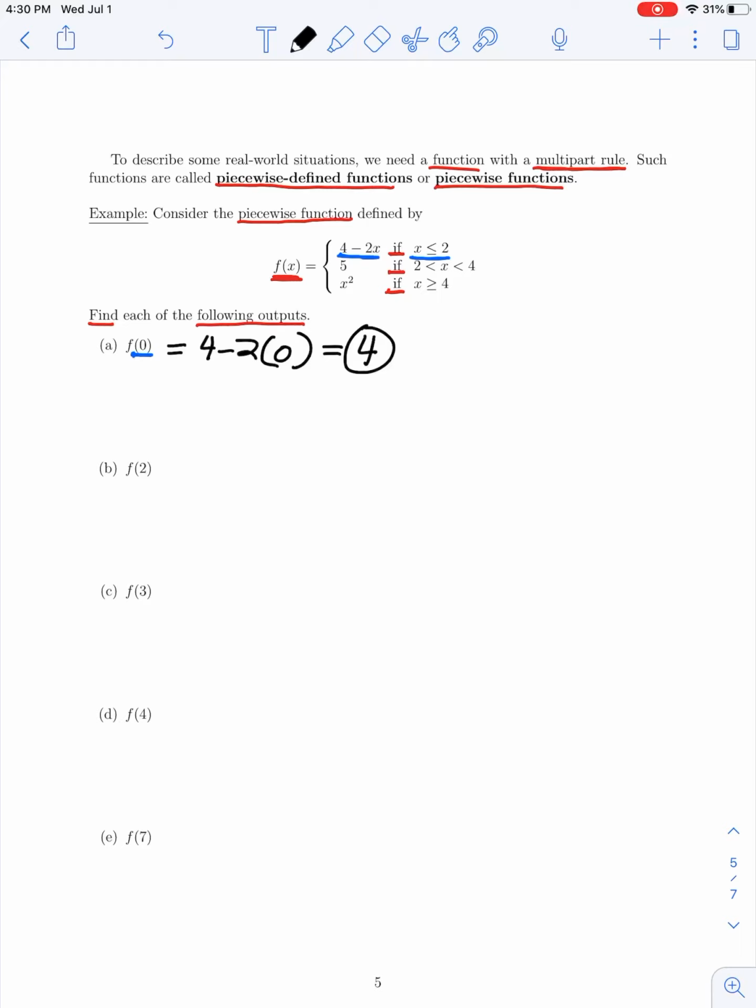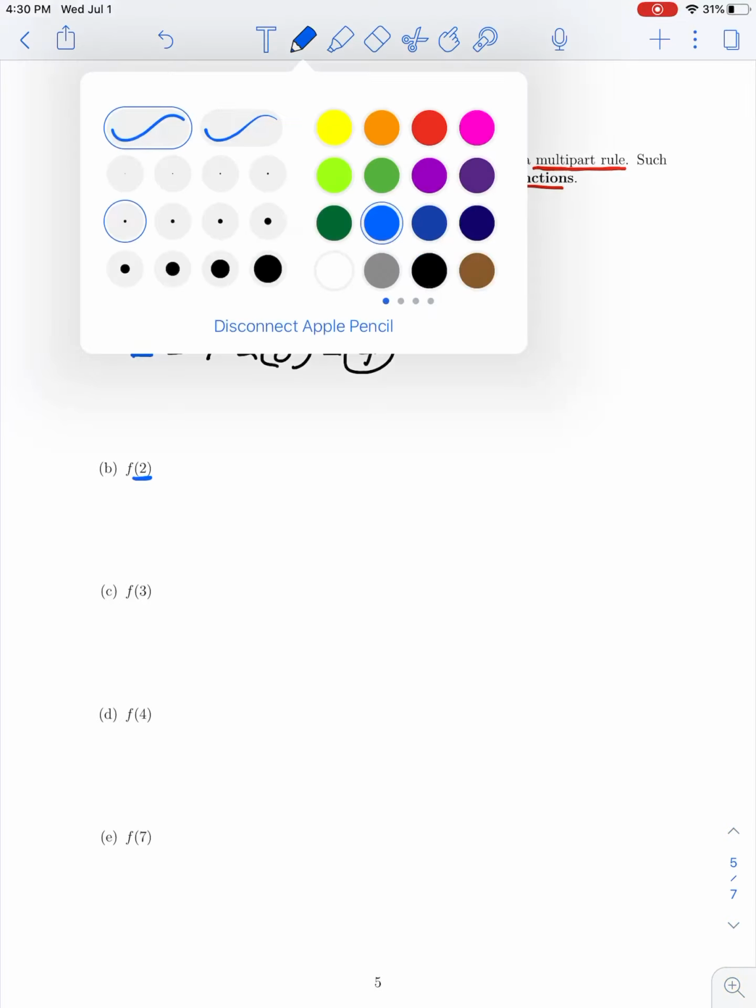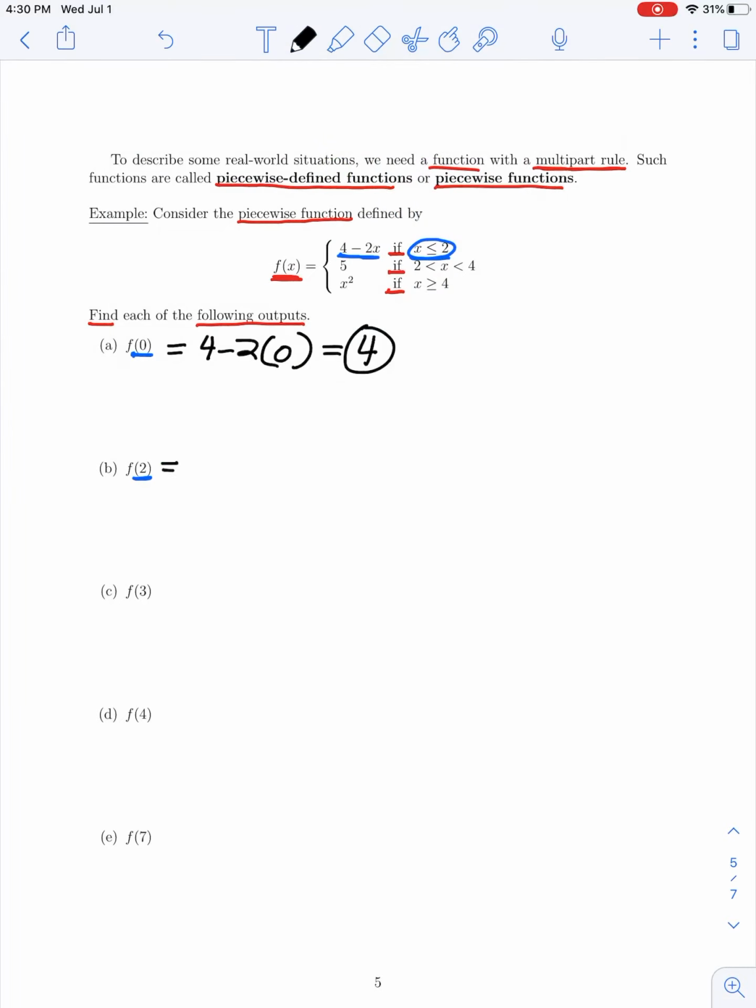Now in part B, we're asked to find f of 2. So the value of x that we're interested in is x equals 2. Looking at the definition of our function, if x is less than or equal to 2, we're still going to use the first definition, that is 4 minus 2 times x. So we have 4 minus 2 times the value of x, which was 2. This leaves us with 4 minus 4, or 0.